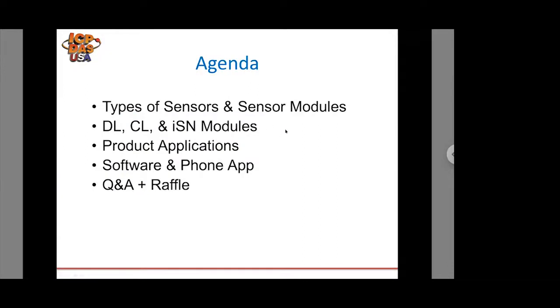Let's go over our agenda for today. We're going to talk about the types of sensors that we have available, and sensor modules. Specifically, we're going to look at the specs of our DL, CL, and ISN modules, and at what is new in those families, because we have had a lot of expansion over the last year or two, and I want to show you what's new. And we'll talk about some product applications. We'll talk about the DL300 software and our mobile phone app. Then we'll get into our Q&A session here.